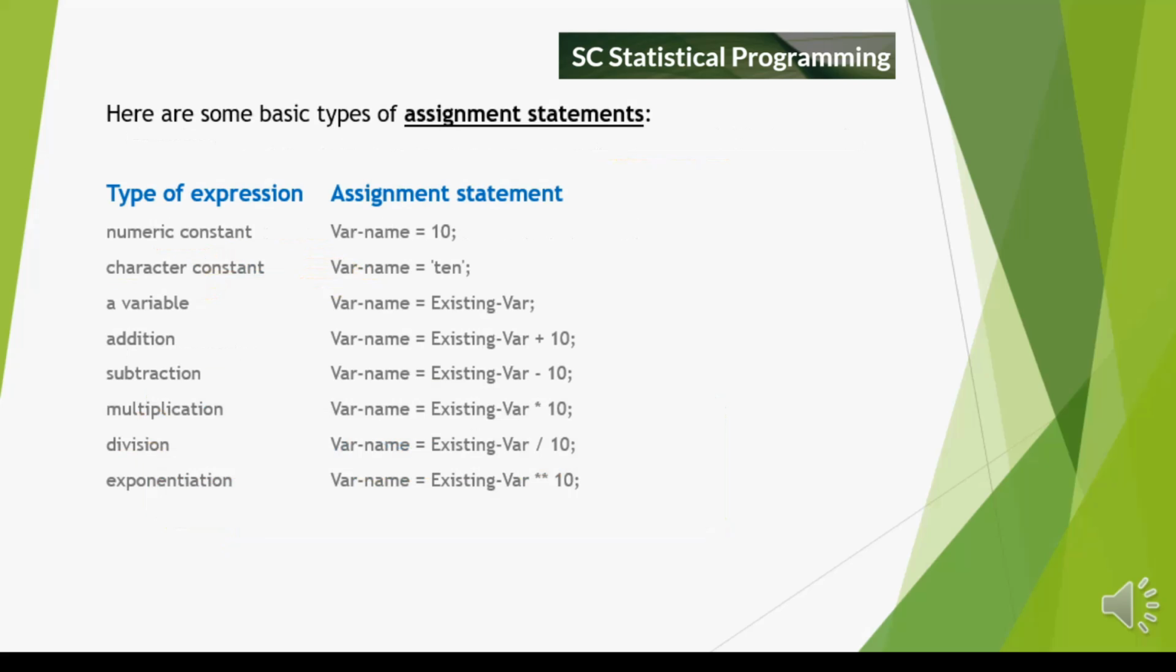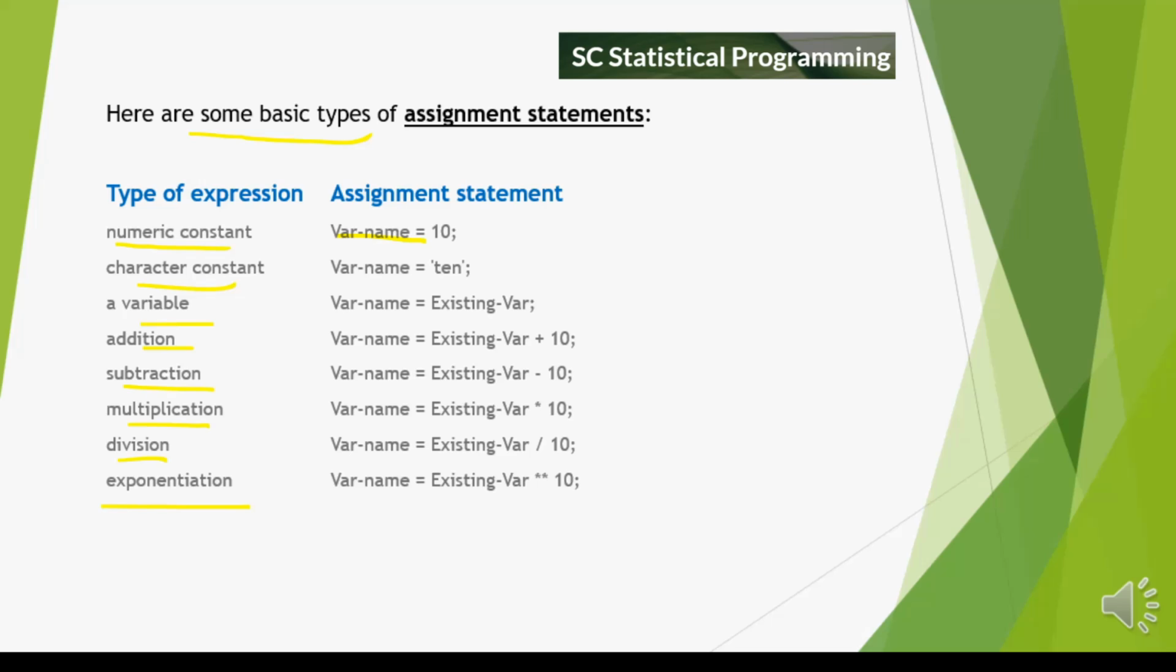Okay. So here are some basic types of assignment statements, and some of them we already saw in the examples. We have numeric constant and character constant, variable, addition, subtraction, multiplication, division, and exponentiation. Those are only some basic types of assignment statements. Whether the variable name is numeric or character depends on the expression that defines it. When the expression is numeric, then the variable will be numeric. When the expression is character, then the variable will be character.